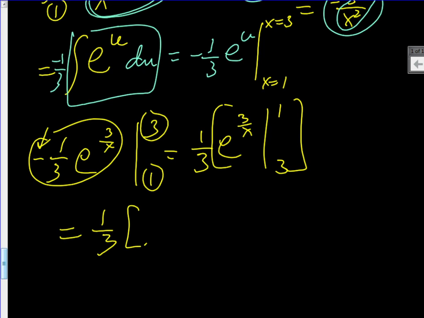Well, first you plug 1 in. 3 over 1 is 3, minus, now you plug 3 in for x. 3 over 3 is 1. There is your answer. That is one way of doing it.